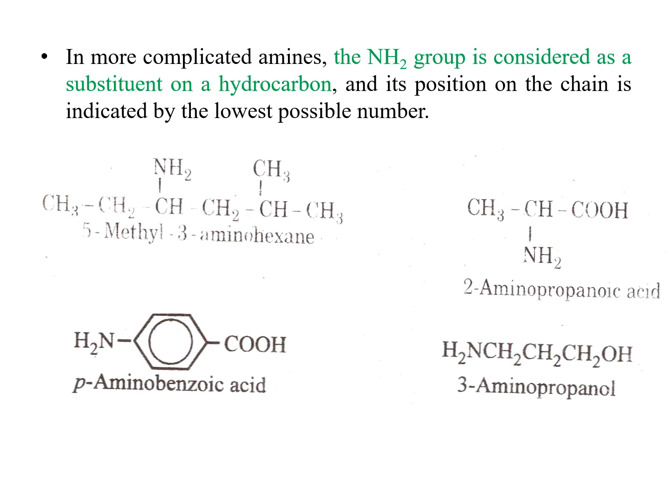In more complicated amines, the NH2 group is considered as a substituent on a hydrocarbon, and its position on the chain is indicated by the lowest possible number, like this one, 5-methyl-3-aminohexane. This is a complicated example, so it's not easy to name this molecule. That's why amino is taken as a substituent.